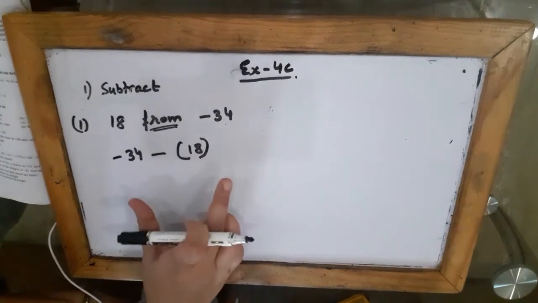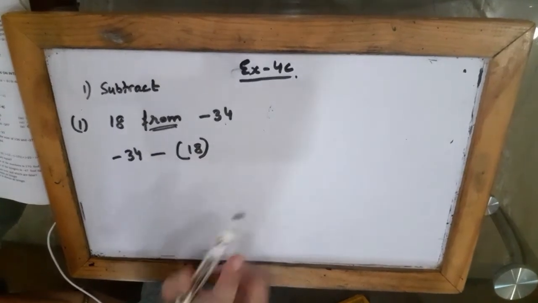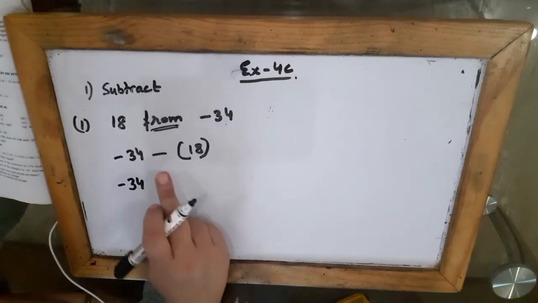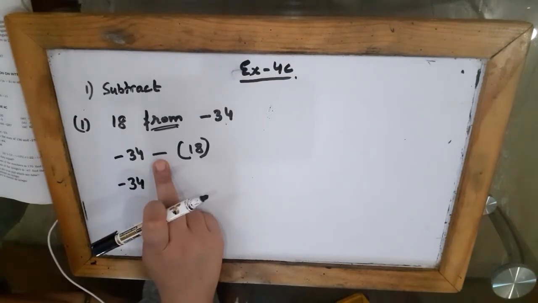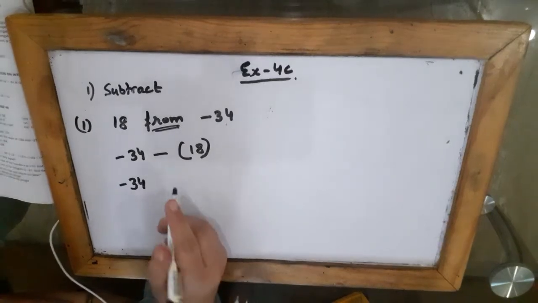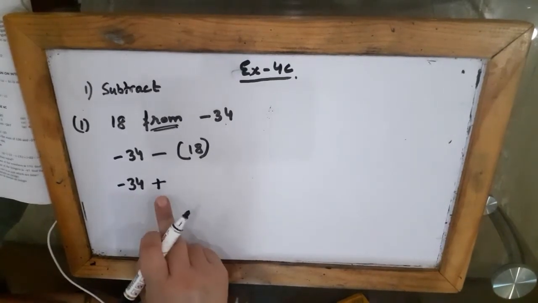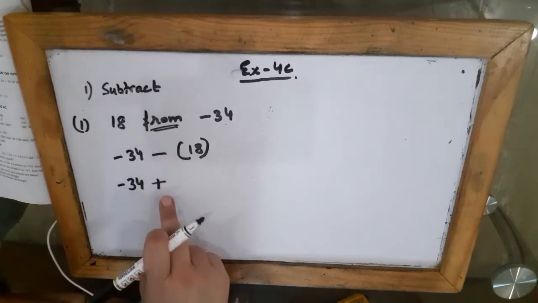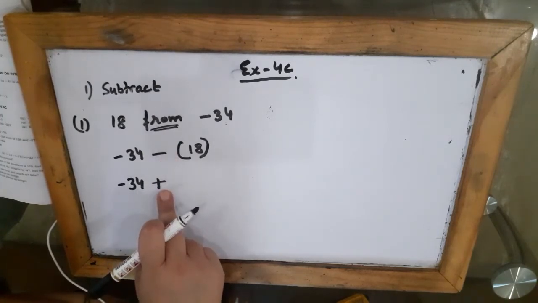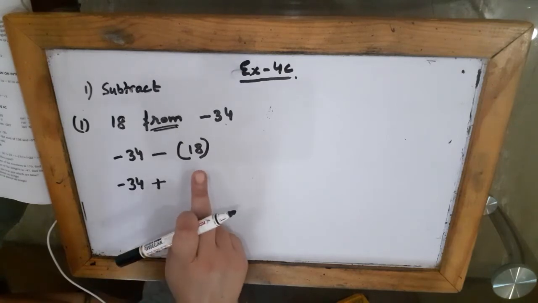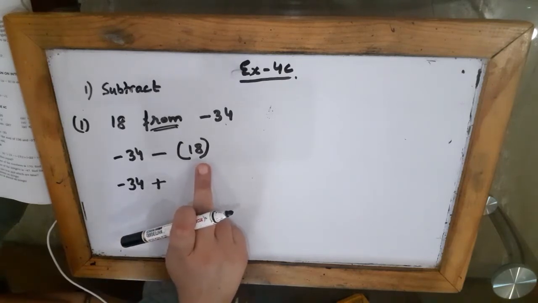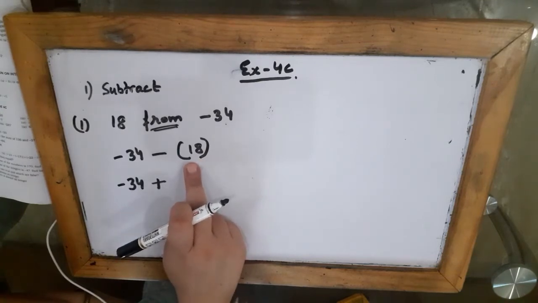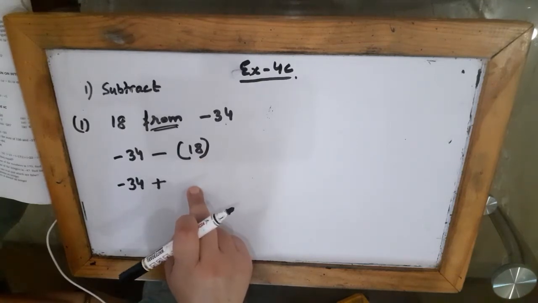When we subtract, what we do is we make two changes. First of all, this sum of subtraction, I convert into a sum of addition. So this is my first change. And now the second change is that this second integer, it's positive 18, I will write the additive inverse of this.